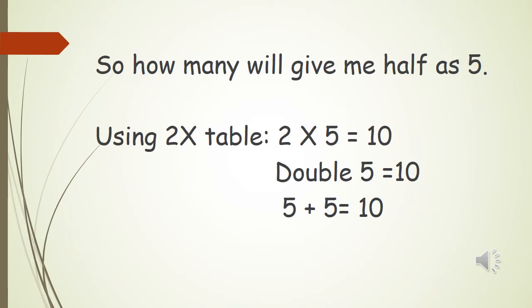So when I use my 2 times table, I know when I do 2 times 5, I'll get 10. So half of 10 is 5. Or when I decide to double 5, Mom says she had double of that number. So I double the 5 and I get 10. Or I add 2 5s because half is shared into 2 equal parts. So if I want to have my whole, I'll add the 2 parts.